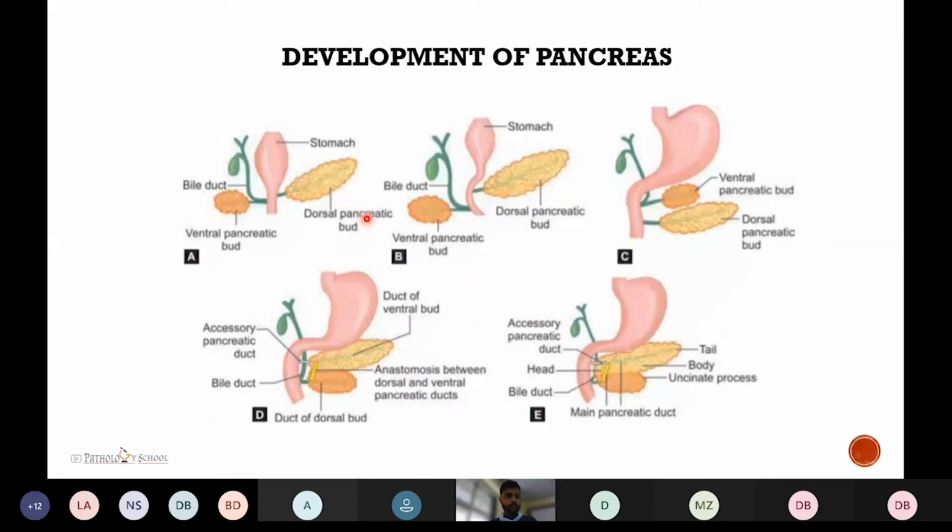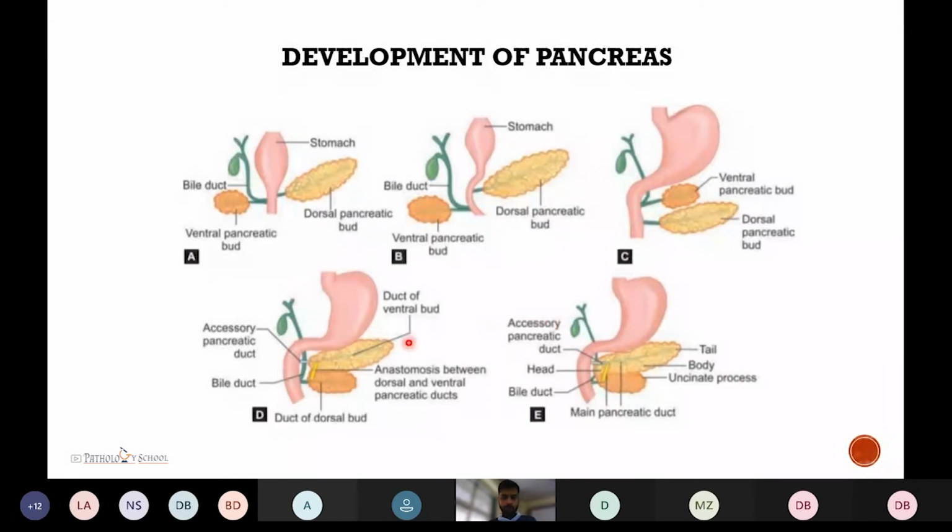Basically, the pancreas develops from the ventral and the dorsal bud, as you can see here, and the fusion of these buds forms the whole pancreatic tissue. Before that, the ventral and the dorsal bud are present separately, and there occurs rotation of the buds, and then the fusion. So the ventral pancreatic bud rotates around 180 degrees and comes to lie with the dorsal pancreatic bud over here, and the fusion of both of these buds together gives rise to the pancreas.